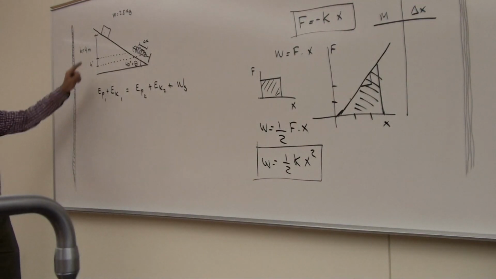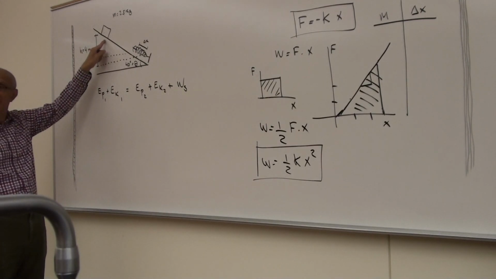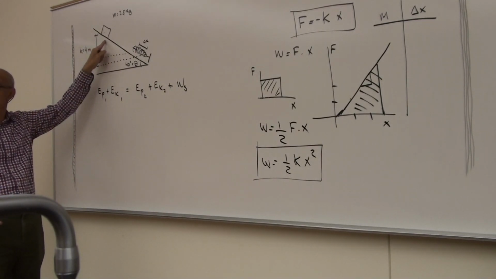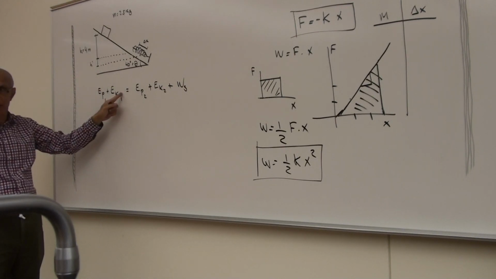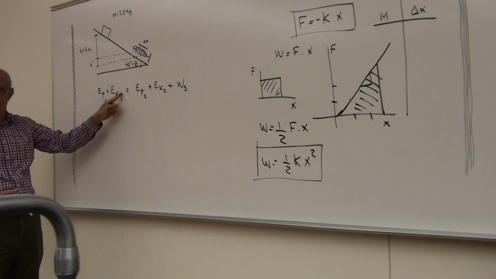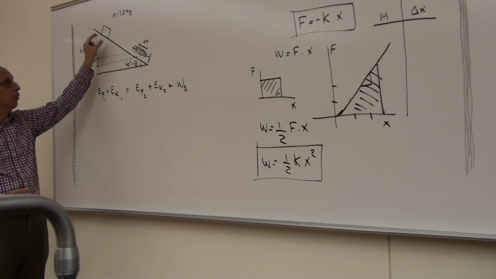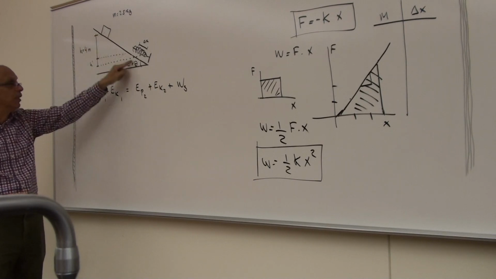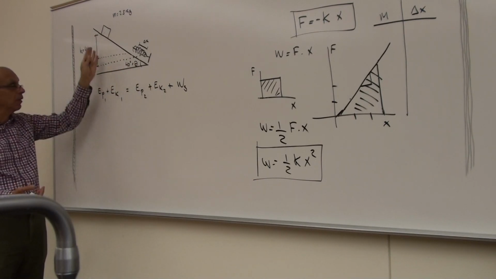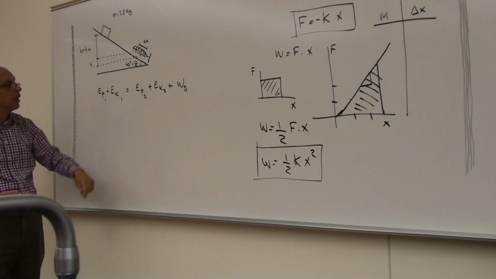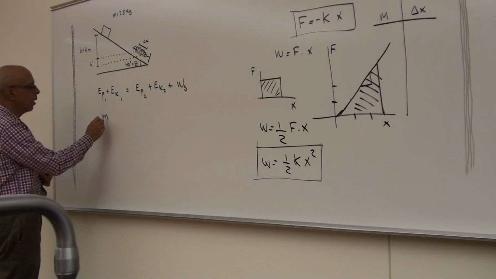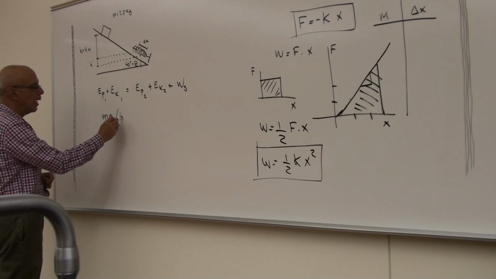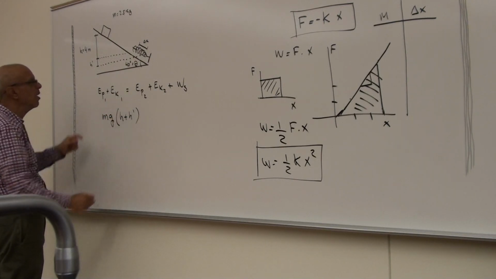Okay? Now, if the problem says I have friction, then I'm going to have to add a friction component, right? So it's the force of friction times the distance. But there is no friction in this problem. So potential energy is going to be what? mg(h plus h prime), right?